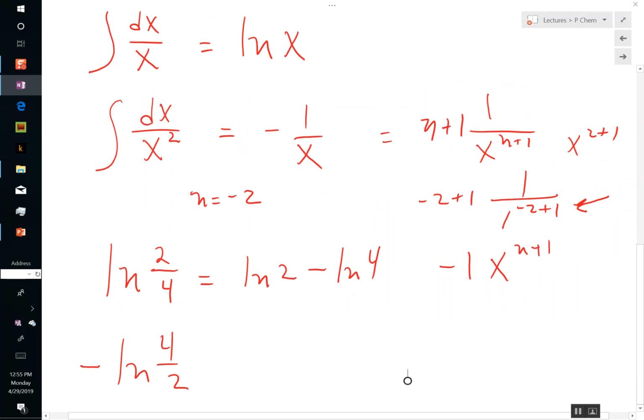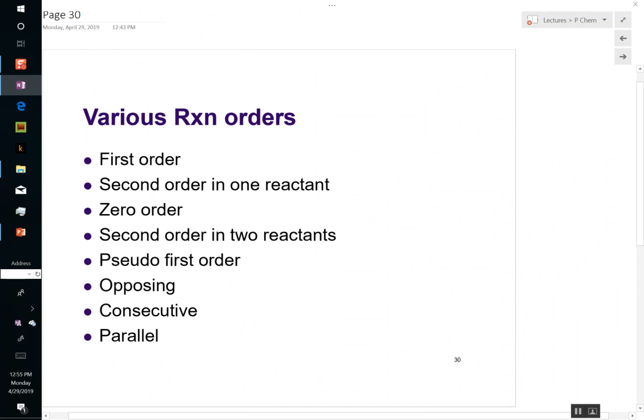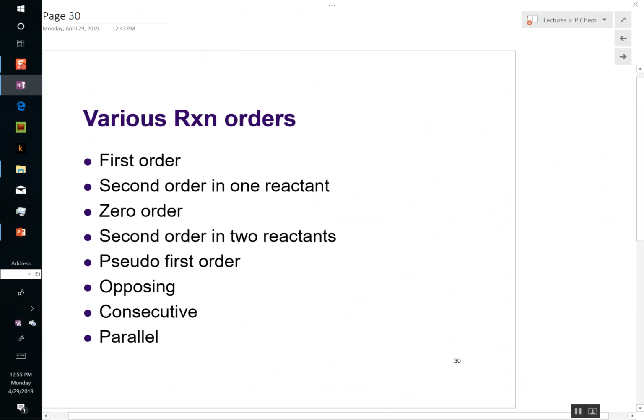When the calculus goes beyond this, we'll probably just settle for the derived equation. And that's what we'll get into here. But for the first order, second order in one reactant, and zero order, we're fine with that calculus. All right, so here's where I want to begin.